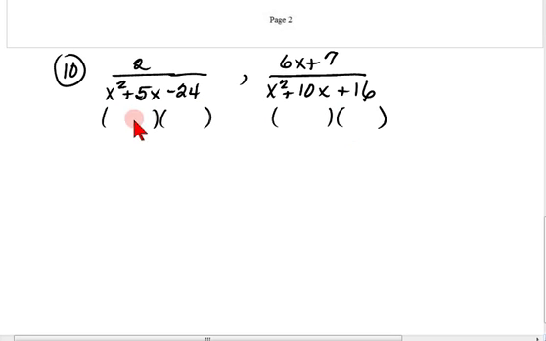The first one, I need 1 plus and 1 minus. I'm going to need an x and an x. I need factors of 24 with a difference of 5. 8 and 3. The 8 will be the positive and the 3 will be the negative. Second denominator, I need a plus and a plus. I need an x and an x. I need factors of 16 that add up to be 10. 8 and 2.